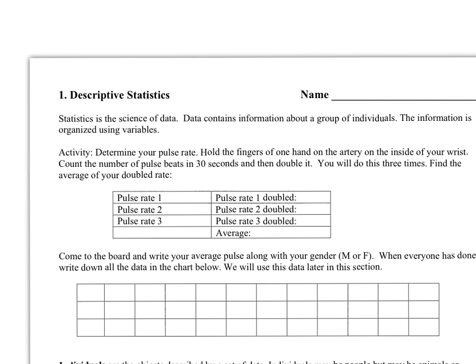In terms of categorical, we just can't do math on them. Your eye color. I can't say your average eye color is gray, because you can't average eye colors. I can average IQs, test scores, and weight. Today we're going to do pulse rates related to your blood pressure. Those are all quantitative variables.